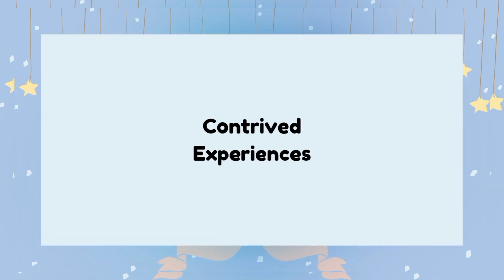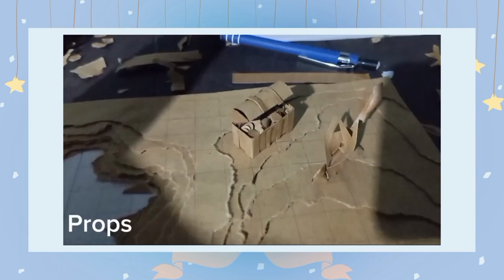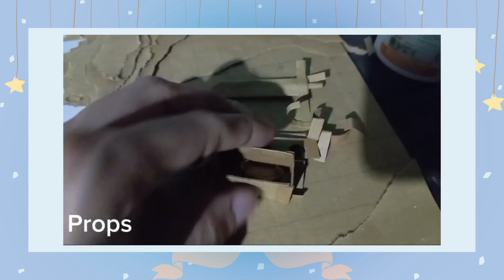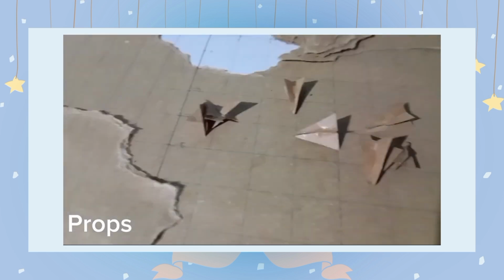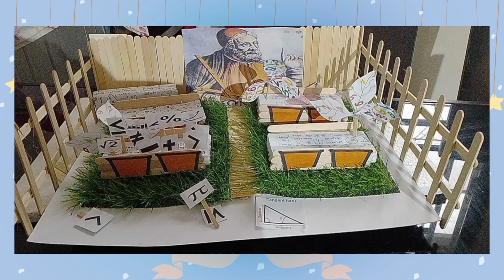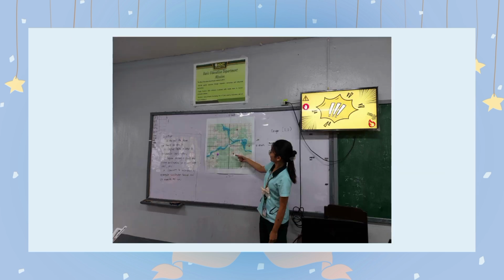Contrived experience. This level makes use of conventional material that is related to a certain topic. It's almost close to exhibit, but here, learners observe during the class where a material is presented and used as a tool. Diorama is a very good example. Here's my friend and my sample diorama, and also my recent instructional material.